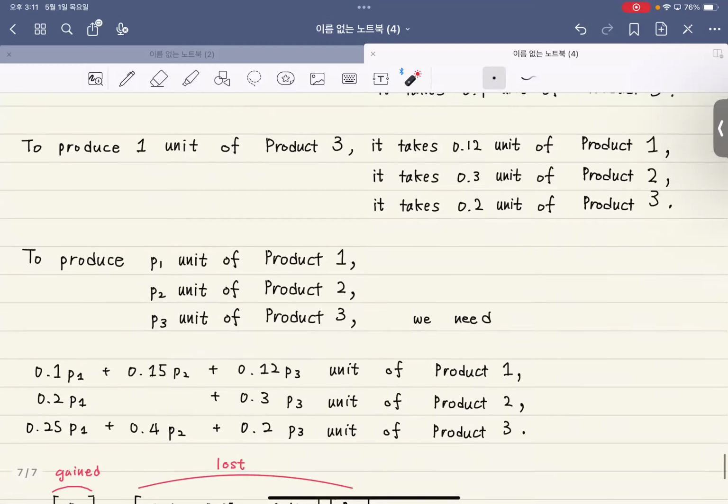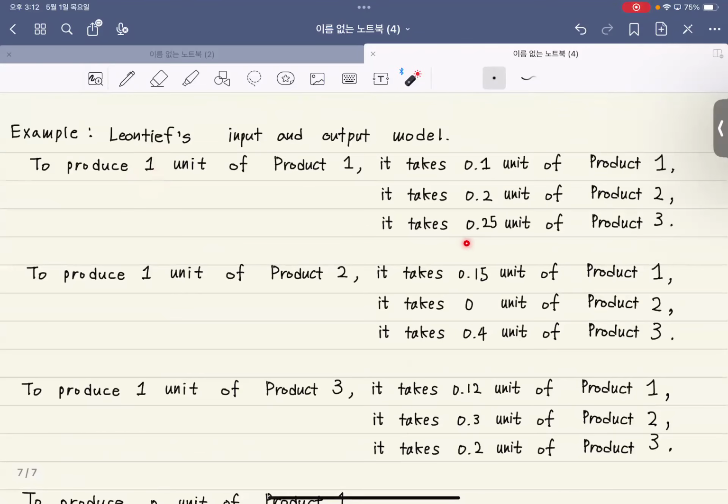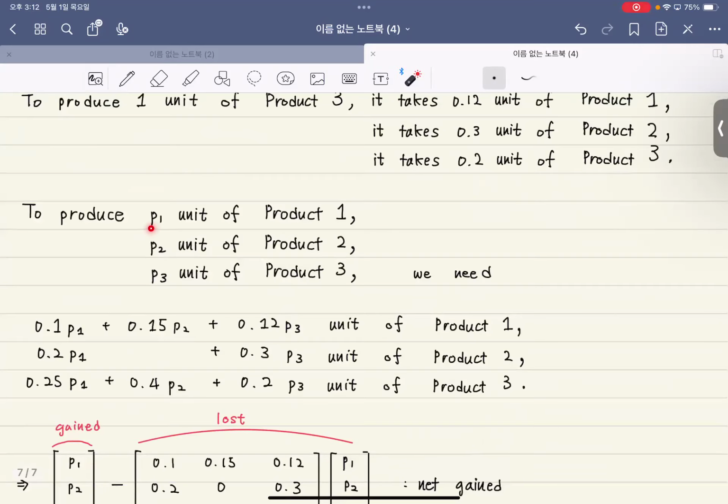Summarizing this, in order to produce 1 unit of this, you're going to need this much. Therefore, in order to produce P1 units of product number one, everything has to be multiplied by P1. So to produce P1 units of product one, you're going to need this much product, and to produce P2 units of product number two, you're going to need this much, and that much.